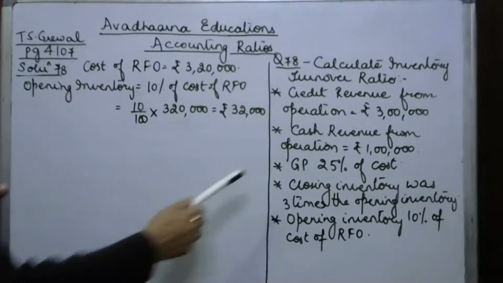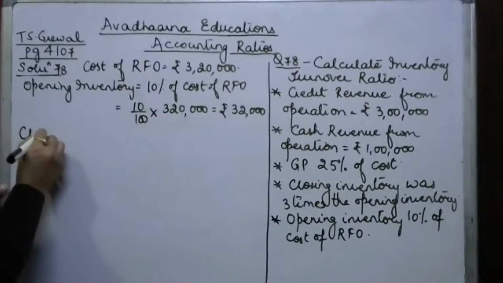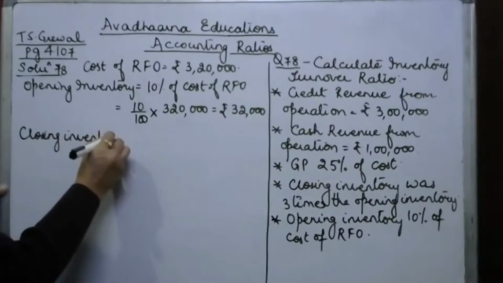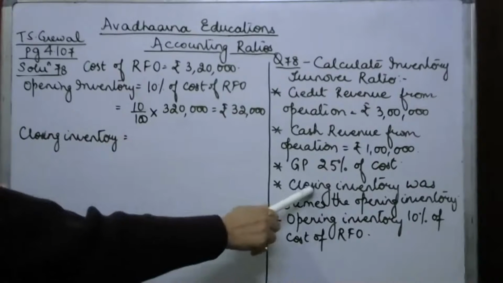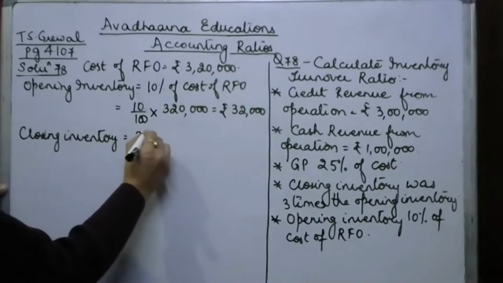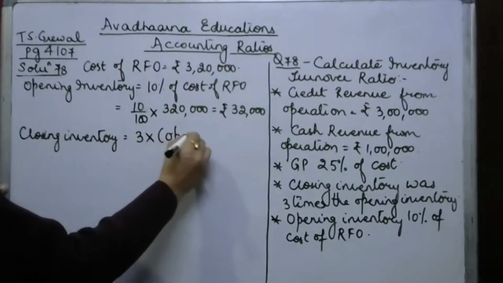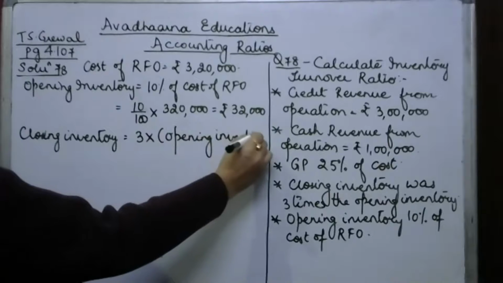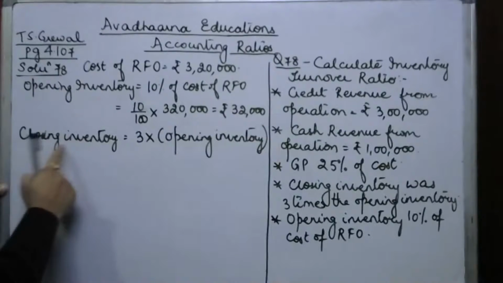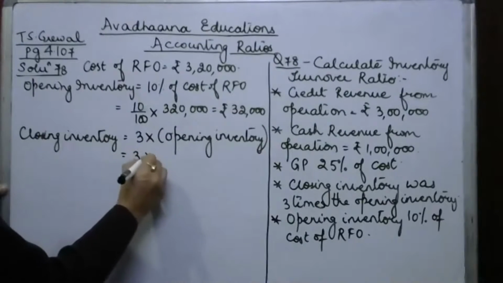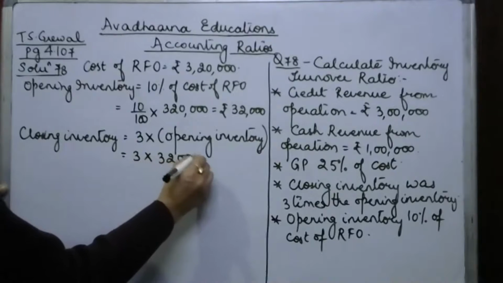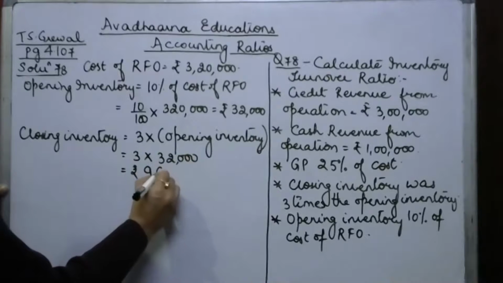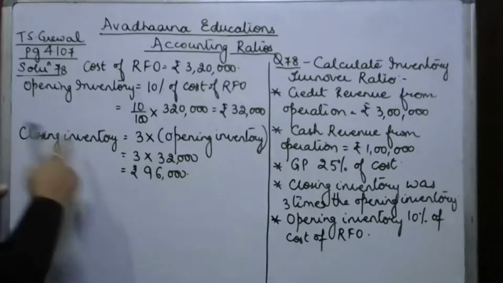Then, as per the second last information given in the question, closing inventory was 3 times the opening inventory. So whatever the value of opening inventory is, we are going to multiply it by 3, and we get the value of closing inventory. So 3 multiplied by 32,000 is going to give us rupees 96,000, and this is the value of the closing inventory.